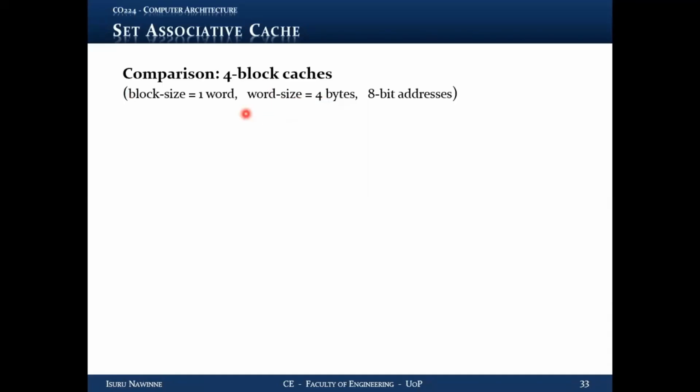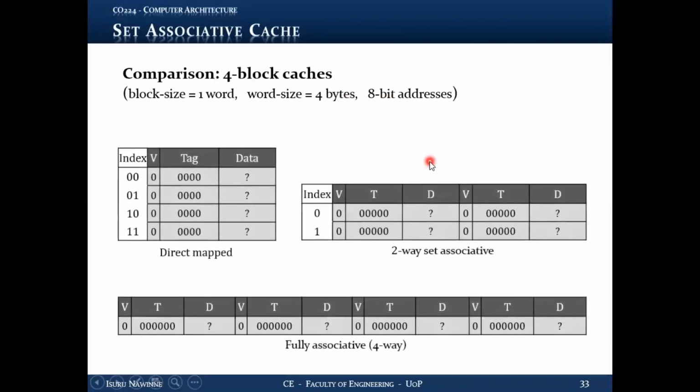Then word size is 4 bytes. 1 word is 4 bytes wide, and 1 block is also 4 bytes wide, and 8-bit incoming addresses, right? Address is 8 bits wide. Okay, so this is our example. Now the 4-block cache can be organized in 3 different ways like this.